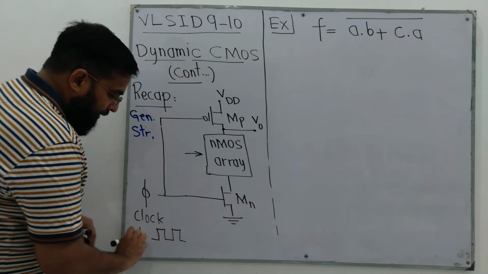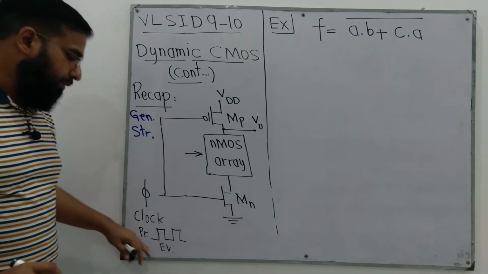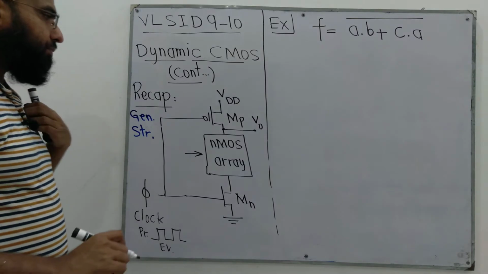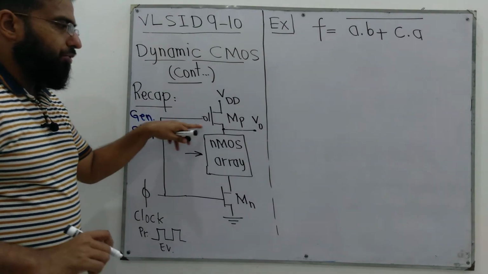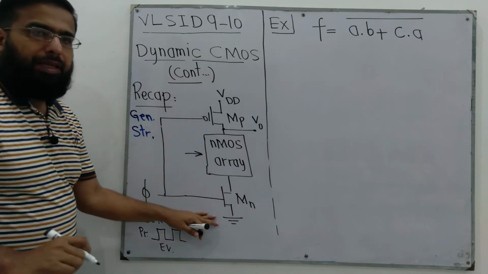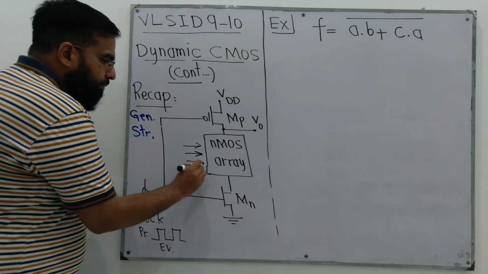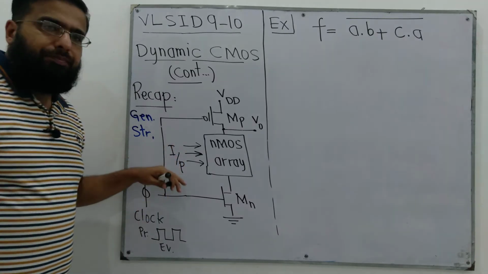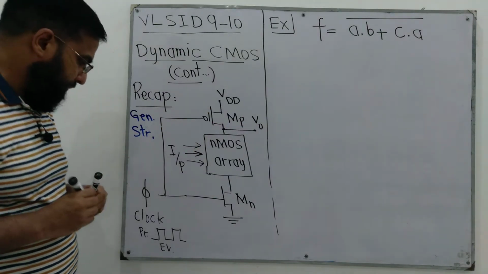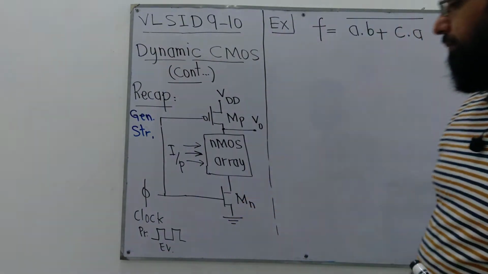And we have studied that there are pre-charge and evaluate modes. These intervals refer to pre-charge and evaluate modes. In pre-charge mode, when phi is 0, this PMOS is on and the output is VDD. In evaluate mode, when phi is on, this PMOS is off and this Mn is on, and whatever input is applied here, the function of that input is the output of the circuit, right? And the output is valid only during this evaluate period.